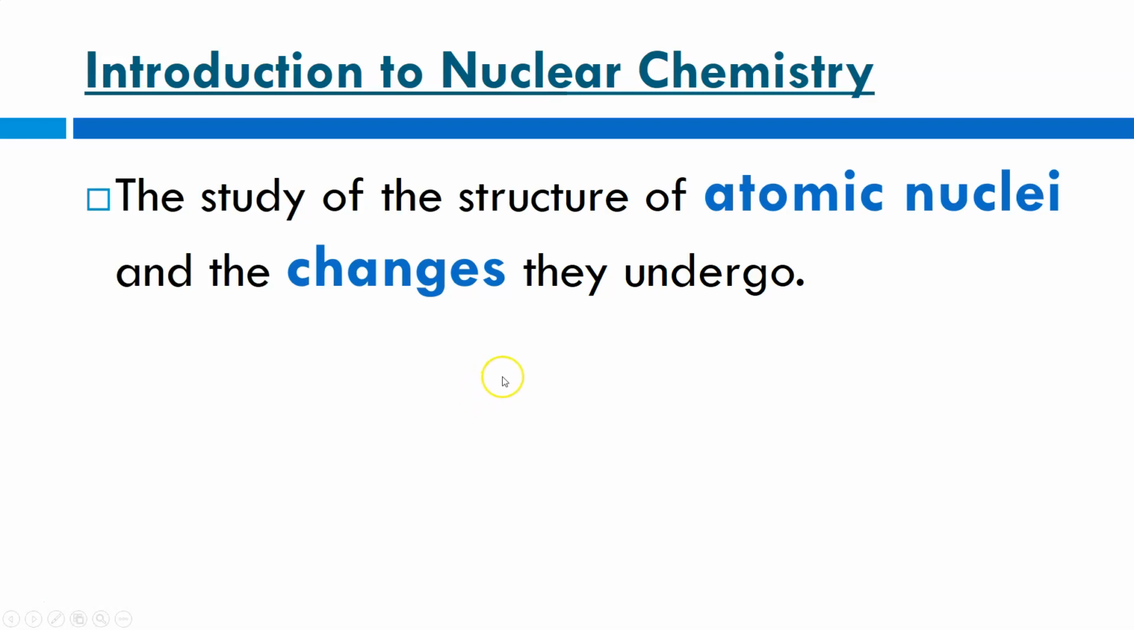So nuclear chemistry is the study of how the nucleus itself changes during a nuclear reaction. The normal chemistry reactions that we do in the lab involve the electrons. There's no change to the actual nucleus. So that's the big difference between what we do for almost all of the school year and this specific chapter.